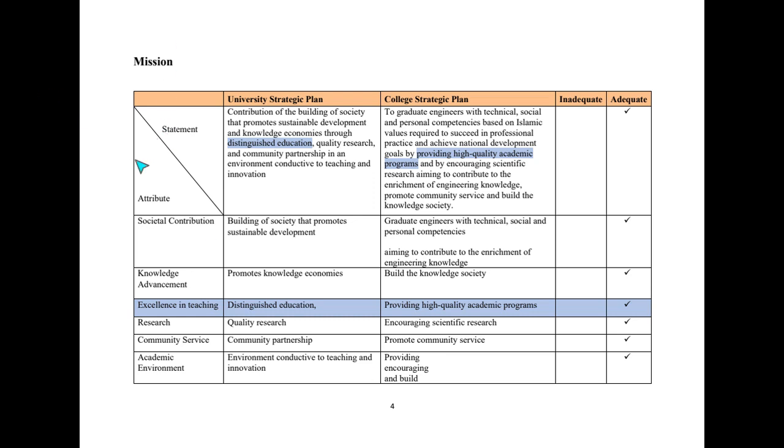In the mission statement, again, we have excellence in teaching mentioned: distinguished education. What we mean by distinguished education, تميز في التعليم, is related to teaching and education. At the college level, we have it here: providing high quality academic programs. The programs are definitely the main core of education in the engineering college or program.